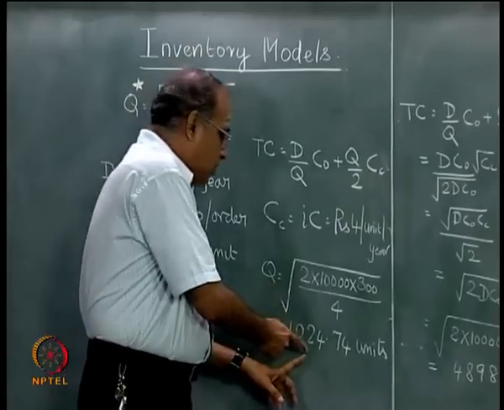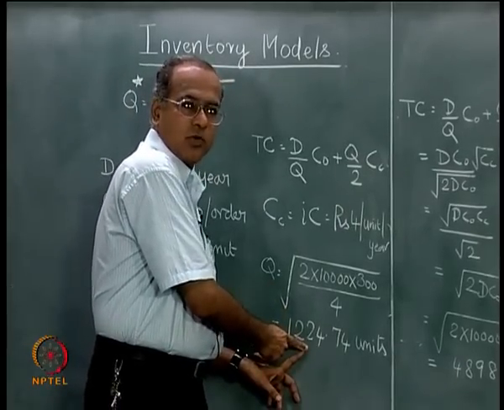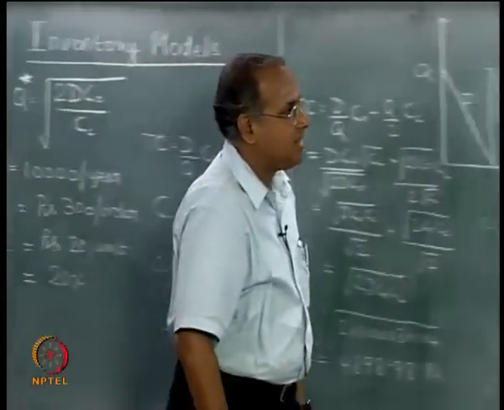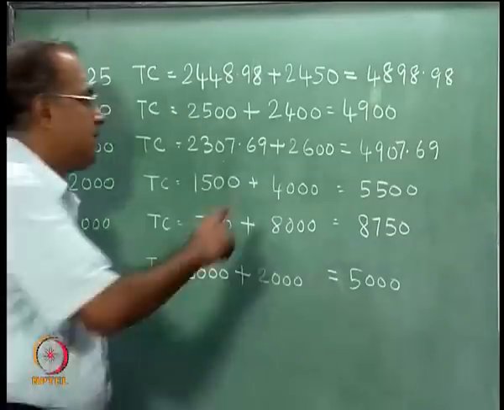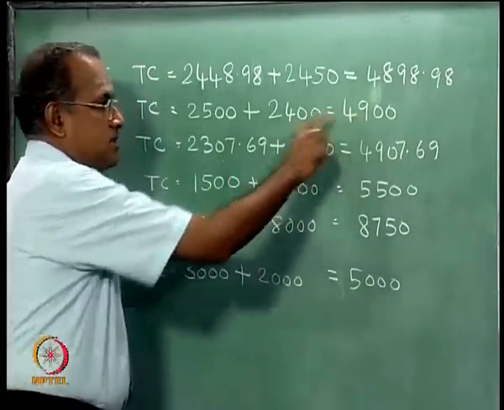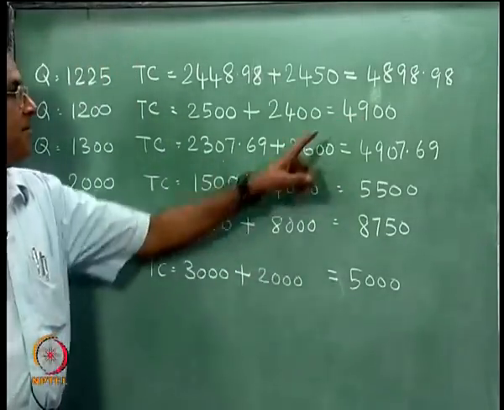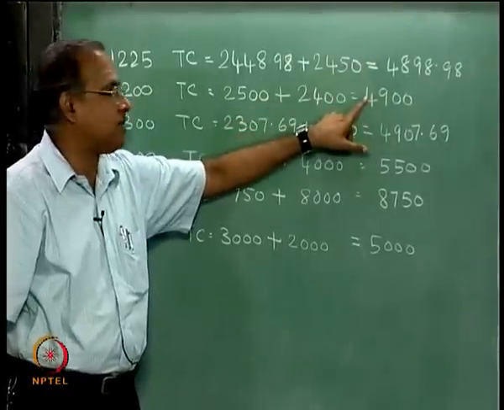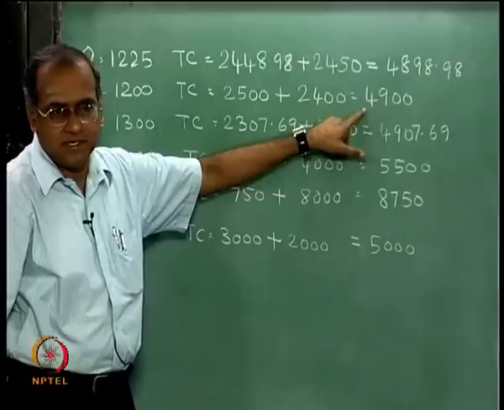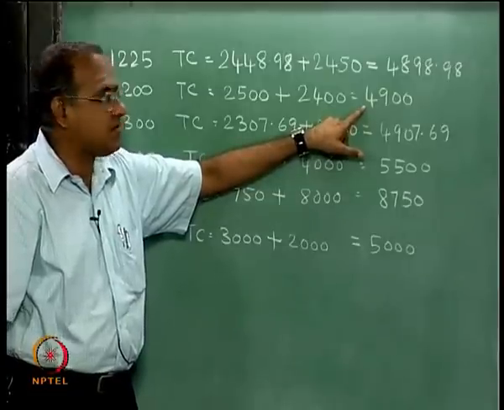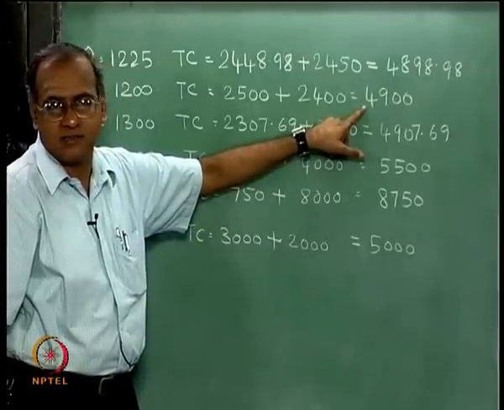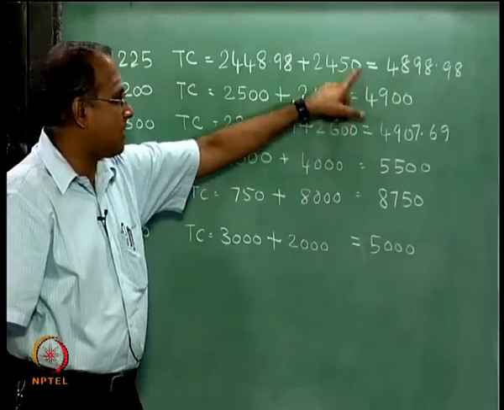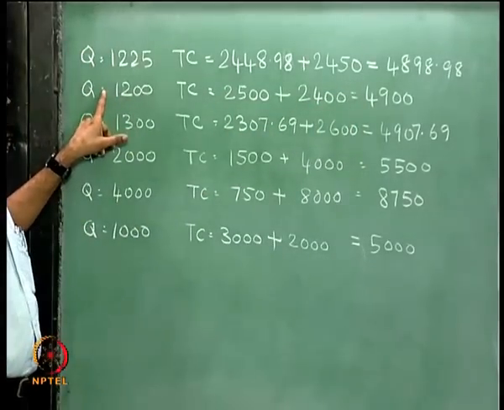Then we looked at the two closest numbers, which are 1200 and 1300, and we realized that for 1200 the total cost was 4900, which is hardly a rupee more than the earlier one and is absolutely negligible. The increase is not even of the order of 0.1%, it is much less than that. So, one can use 1200.